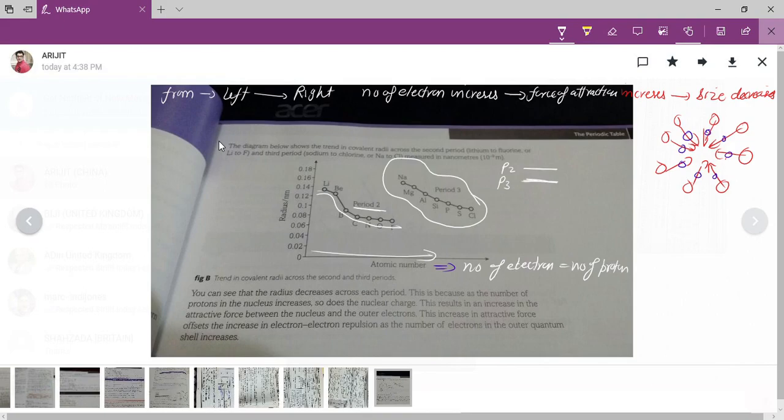With respect to period 3, it's the same thing that happens over there. Here you can see that from sodium to chlorine, firstly it was approximately 16, and then from 16 it moves up to 0.08. So here also you are seeing this from sodium to chlorine.